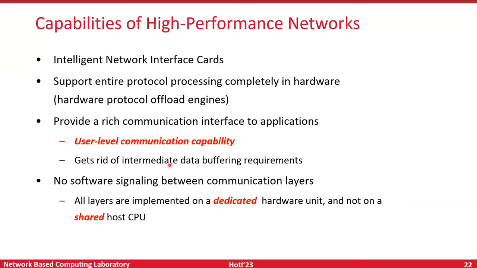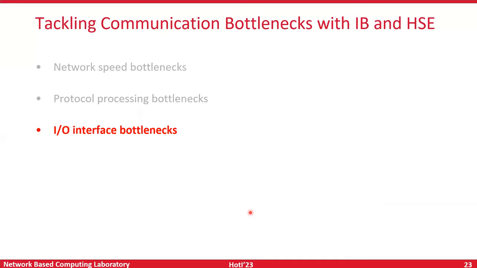But to achieve that, you need some kind of new API, new interface. So in that context, this is what is introduced, something called user level communication, okay? Or sometimes even known as OS bypass communication. We'll go into that in a little bit more detail. In that case, you don't need signaling between a lot of different layers. All the layers can be implemented on a dedicated hardware unit, not on a shared host CPU, so your overall performance will improve. We'll see that in very much detail.